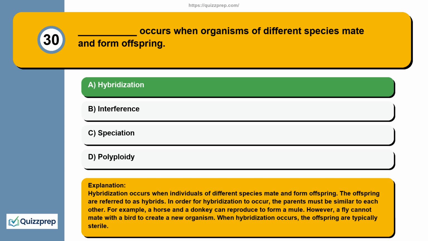Hybridization occurs when individuals of different species mate and form offspring. The offspring are referred to as hybrids. In order for hybridization to occur, the parents must be similar to each other. For example, a horse and a donkey can reproduce to form a mule. However, a fly cannot mate with a bird to create a new organism. When hybridization occurs, the offspring are typically sterile.